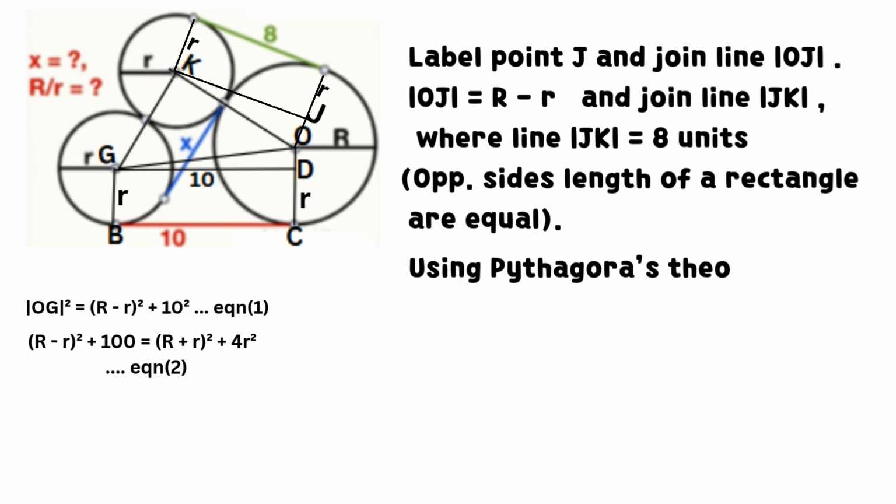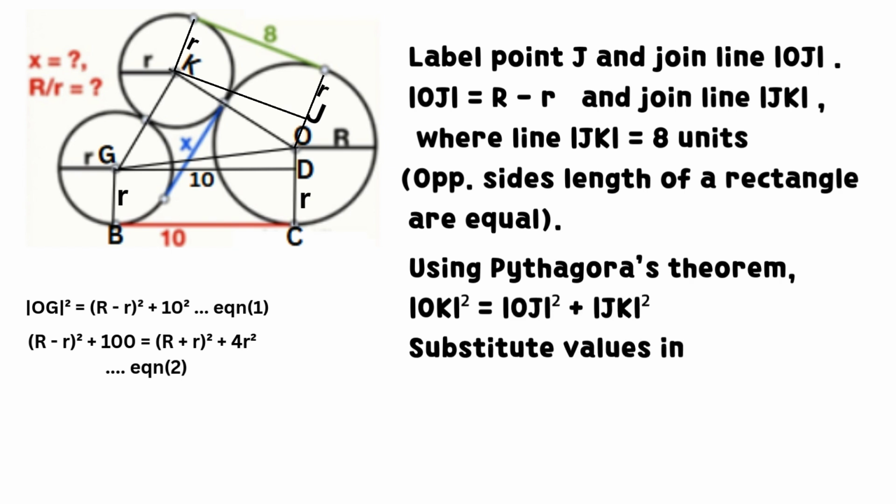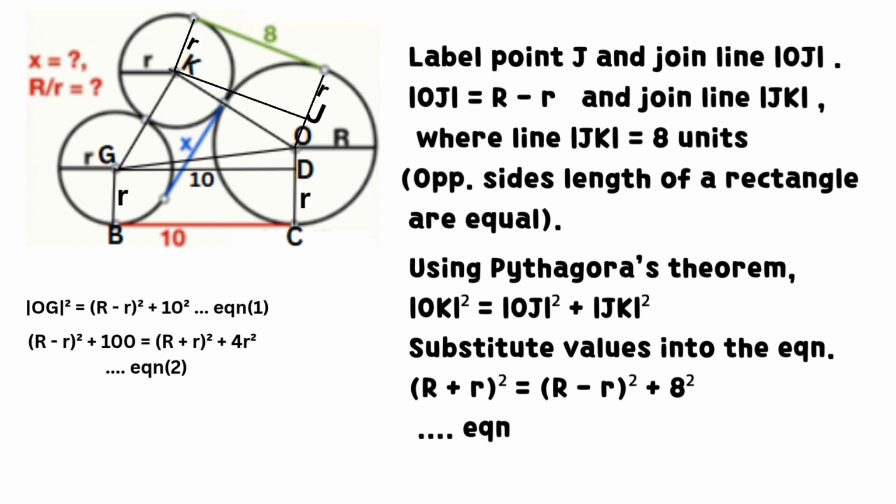Using Pythagoras' theorem, the square of OK equals the sum of the square of OJ and the square of JK. Substitute values into the equation. The square of the sum of r and small r equals the sum of the square of r minus small r and the square of 8. We call it equation 3.